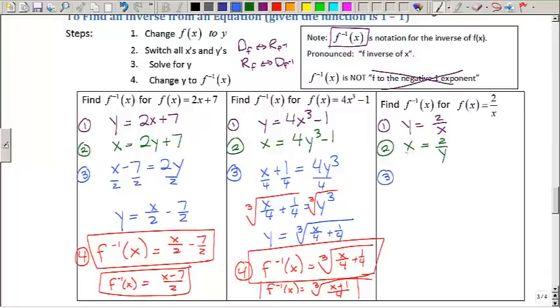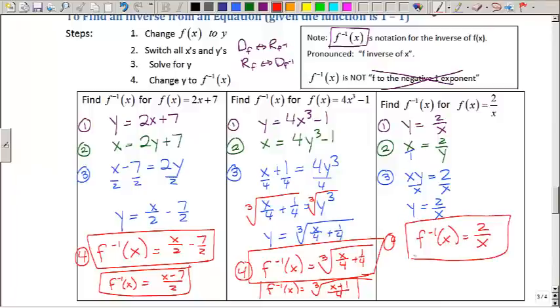And to solve for y, I'm going to cross multiply here. I have xy is equal to 1 times 2, or 2. To solve for y, I'm going to divide by x, and y equals 2 over x. Now that I've solved for y, I'm putting my answer in function notation, step 4. f inverse of x is equal to 2 over x.